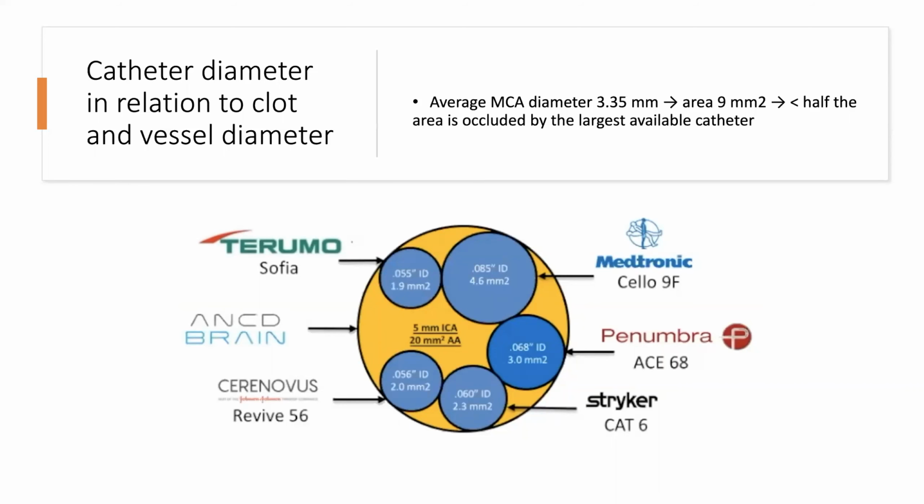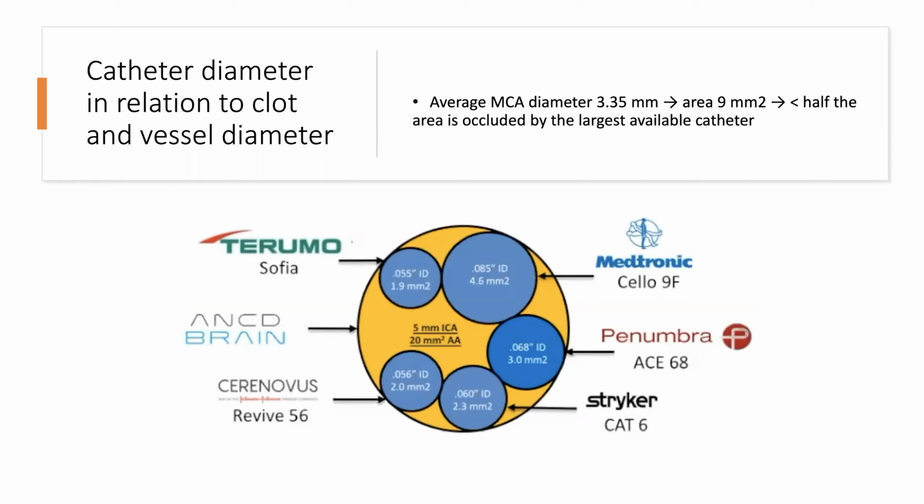The average middle cerebral artery diameter is about 3.35 millimeters. Cross-sectional area is 9 millimeters squared. So half the area is occluded by the largest available catheter. You aren't occluding the middle cerebral artery with a lot of these catheters.